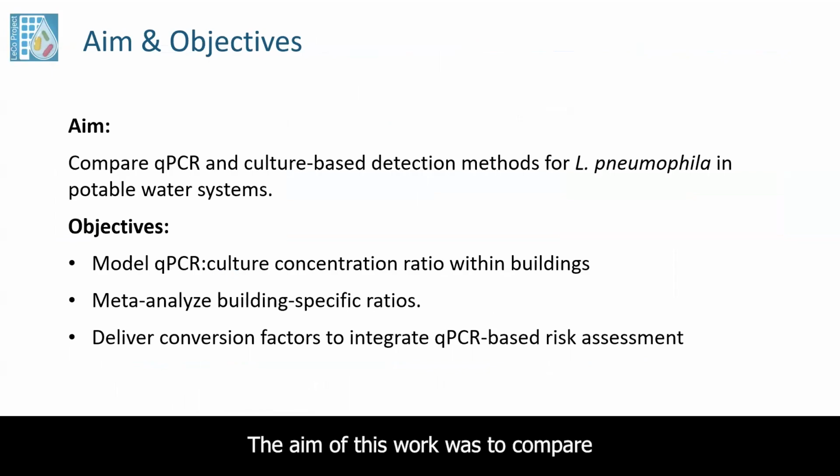The aim of this work was to compare qPCR and culture-based detection methods for Legionella pneumophila in potable water systems. More specifically, our three objectives were: first, to model how the qPCR to culture concentration ratio behaves within individual buildings over time. Second, to meta-analyze these building-specific ratios to see what patterns emerge across different systems. And third, to deliver conversion factors that help integrate qPCR data into risk assessment, especially when culture-based results are not available.